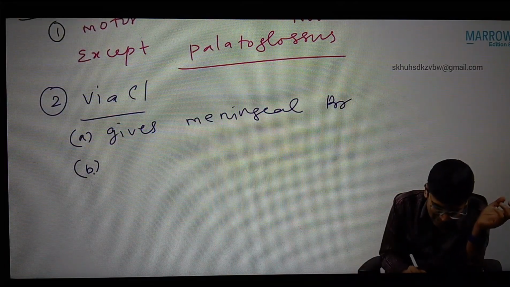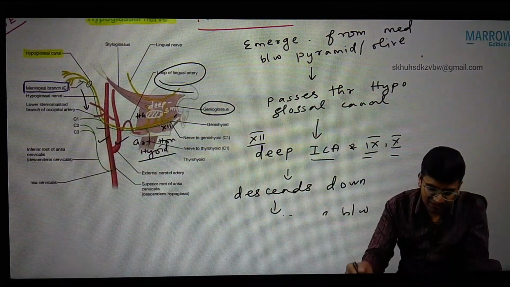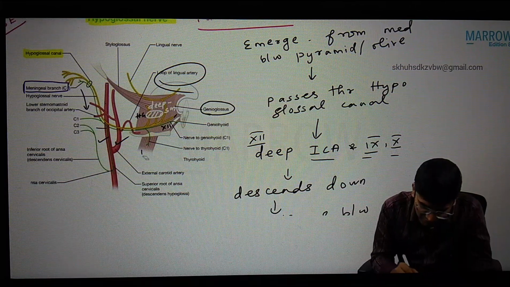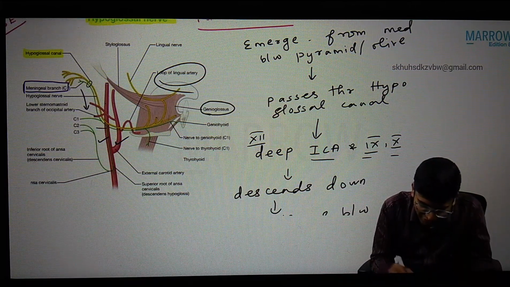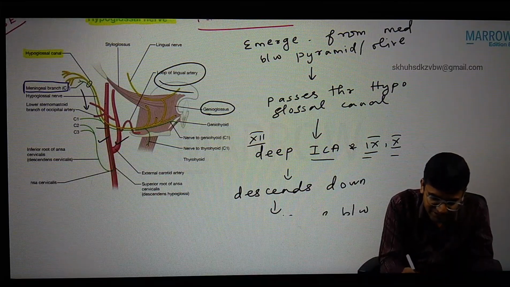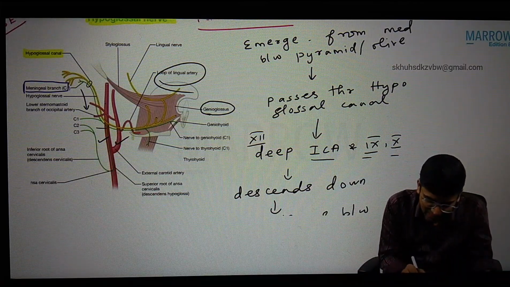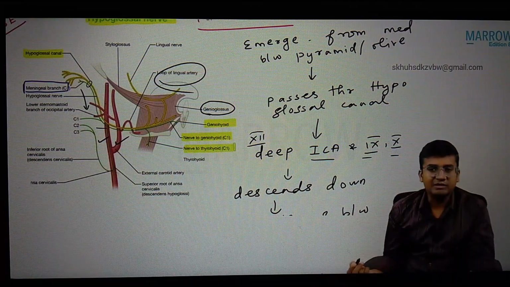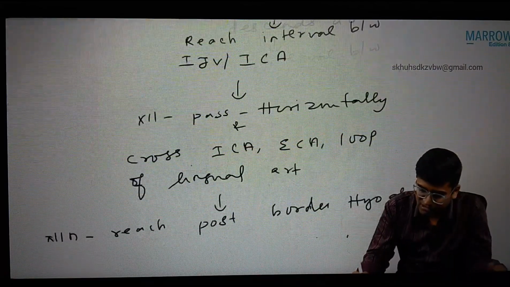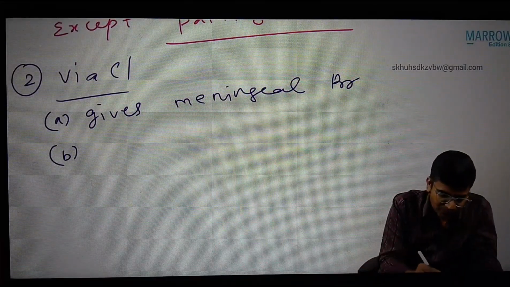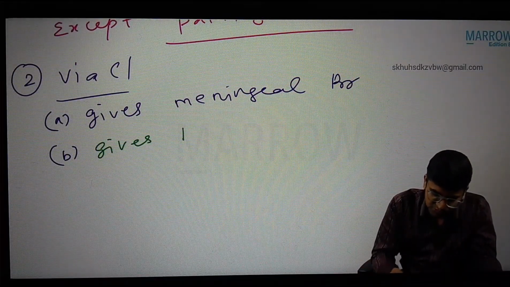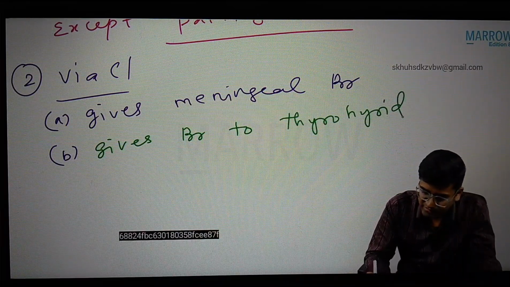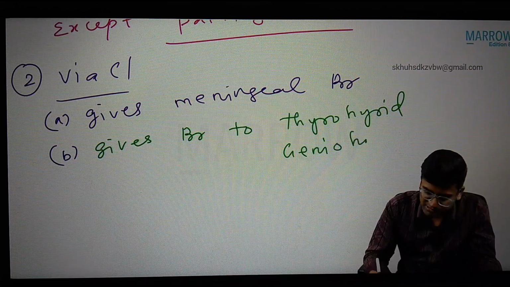And via this C1 branch, the hypoglossal nerve supplies 2 more muscles. See here, I'm talking about these fibers. What are those? One is the geniohyoid and another one is the thyrohyoid. So C1 fiber via hypoglossal nerve supplies geniohyoid muscle and thyrohyoid muscle.